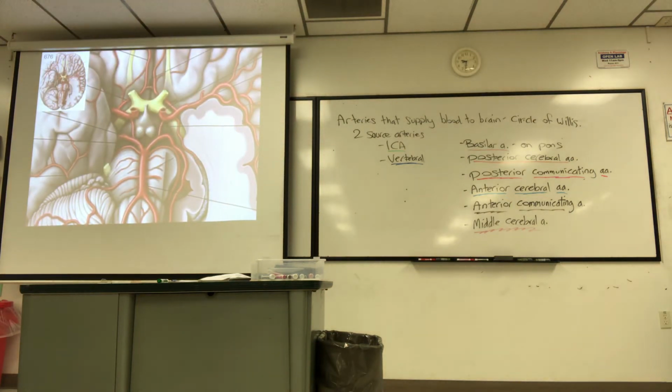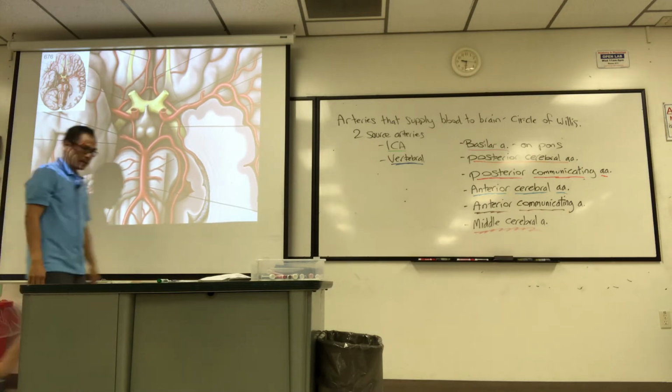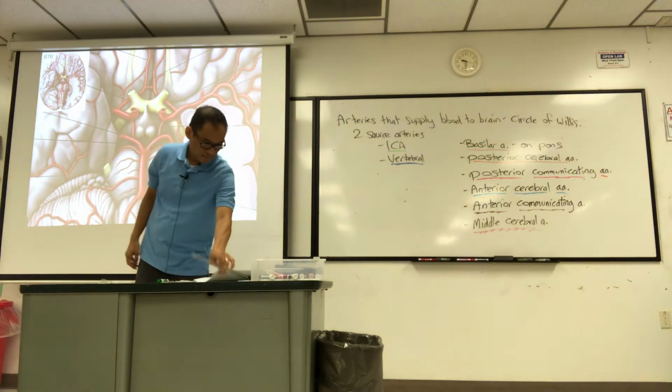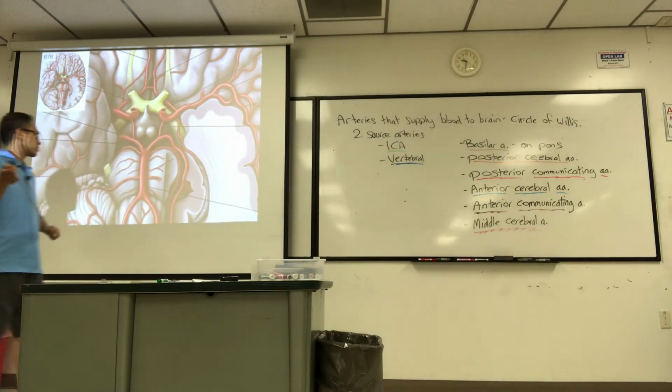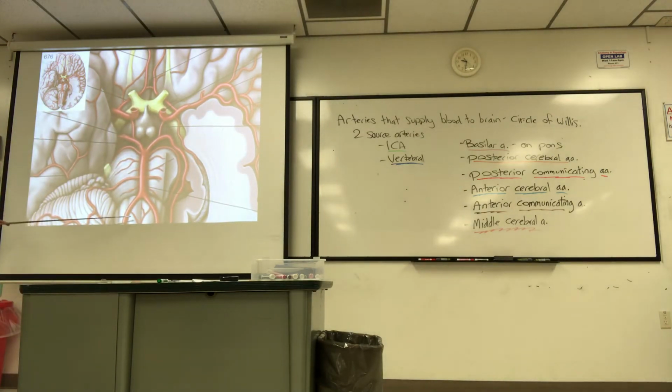So there's a nice picture in your book. I'll give you a page number there. It's the Atlas of Anatomy. We can study the circle of Willis. If you start from the bottom, what are these two? Vertebral. They merge to form one basilar.